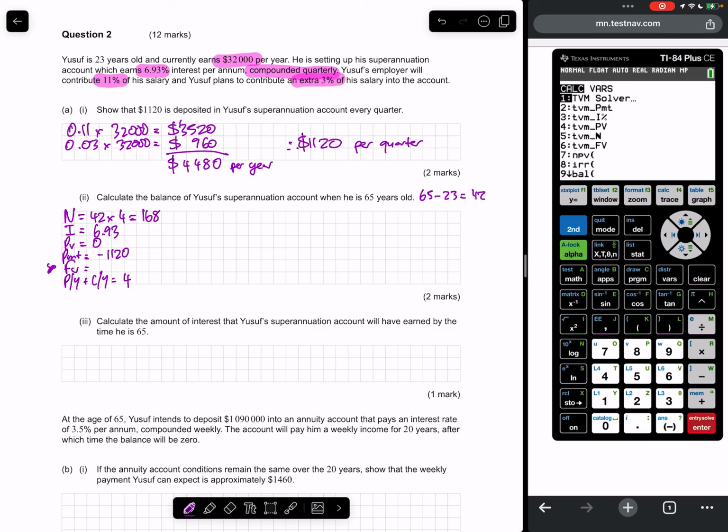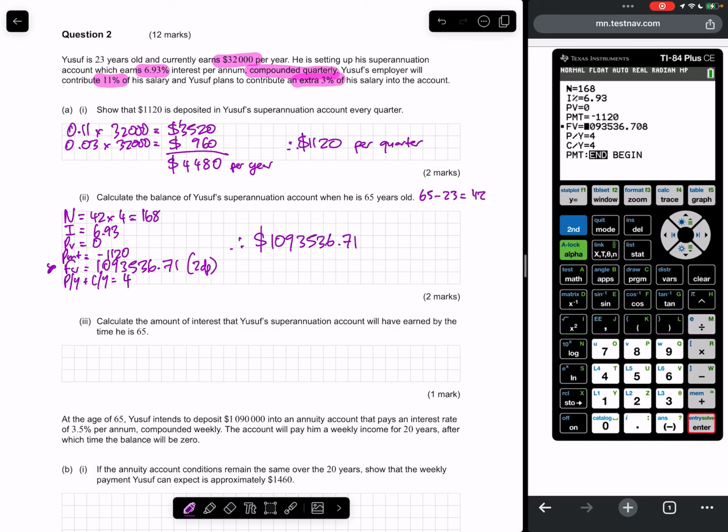So, apps, finance, TVM, 168, 6.93, 0, negative 1120, both 4, alpha, enter. We have $1,093,536.71 to 2 decimal points. Therefore, $1,093,536.71 at 65 years old.